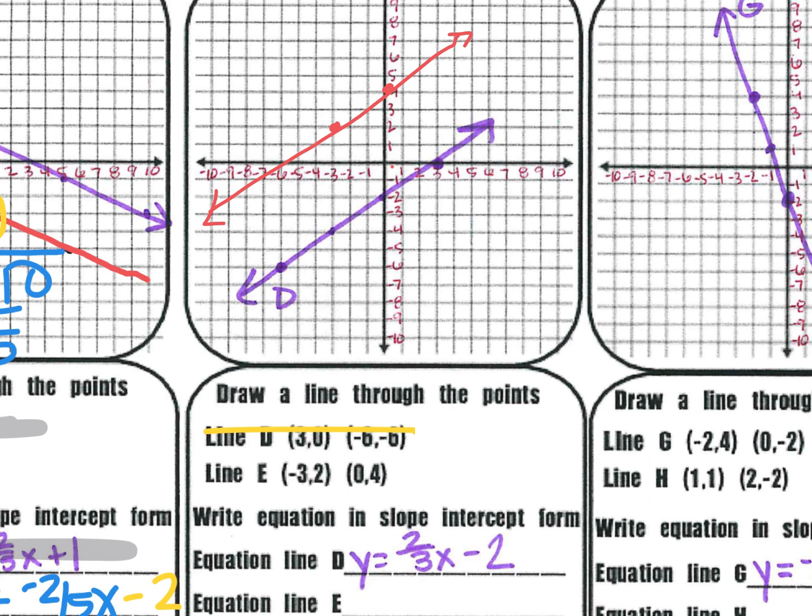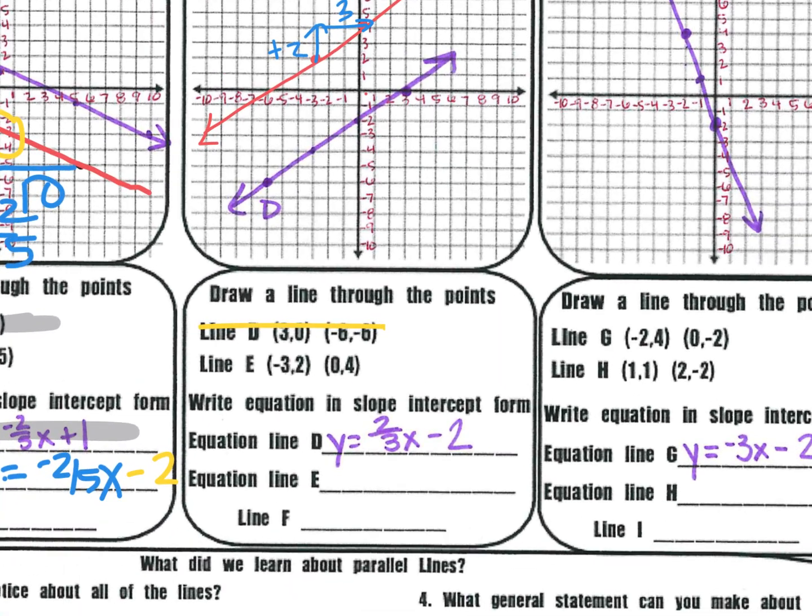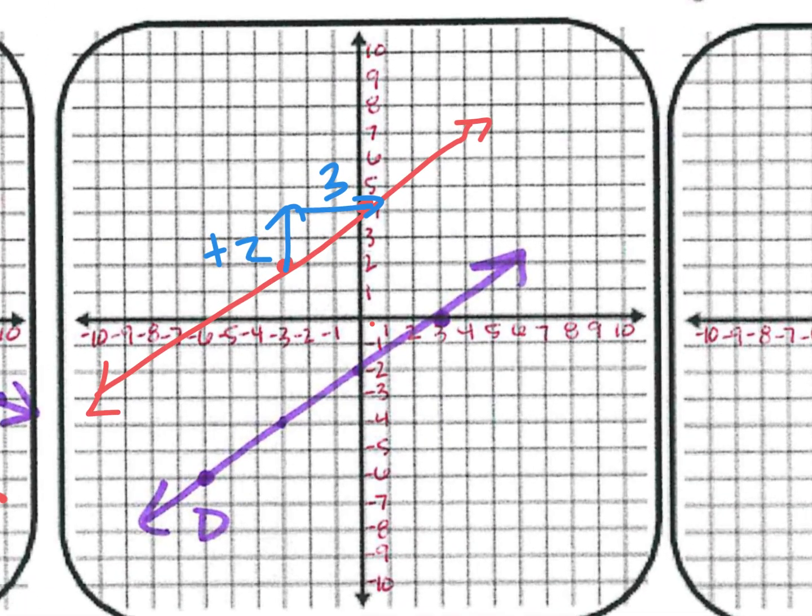I need to find the slope. I'm going up 2 and to the right 3. So the slope of my line is 2/3. So I'm going to have y equals 2/3 x, and this one looks like it is crossing at 4. It's crossing the y-axis. Remember, the y-axis is what goes up and down. It's crossing right here at 4.